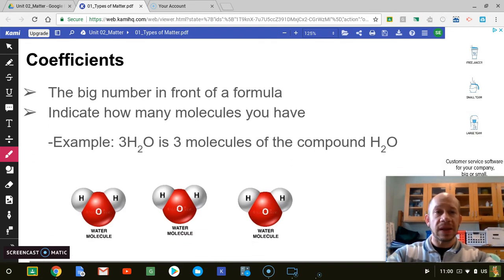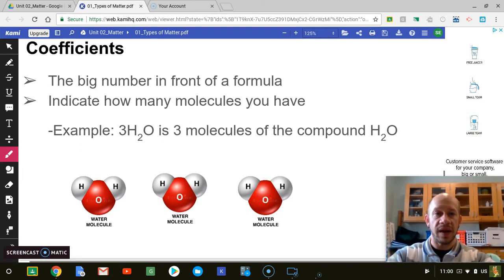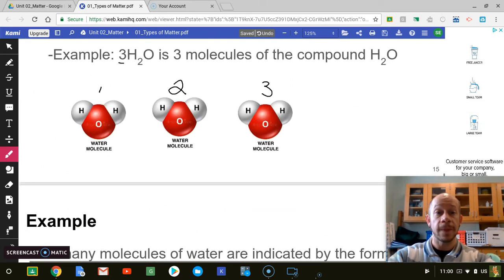Coefficients are the big number in front of a formula. They indicate how many molecules you have. So, for example, 3 is the coefficient in front of our molecule of H2O. Therefore, I have 3 water molecules. And that's what that coefficient is telling you.